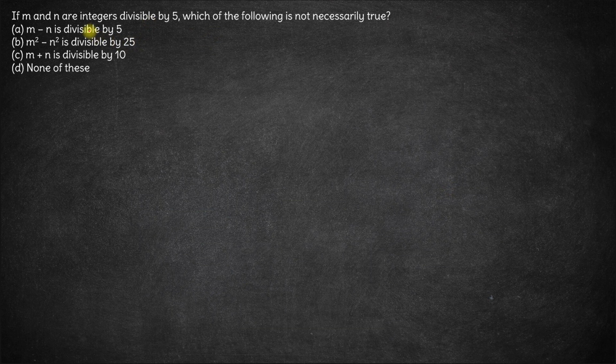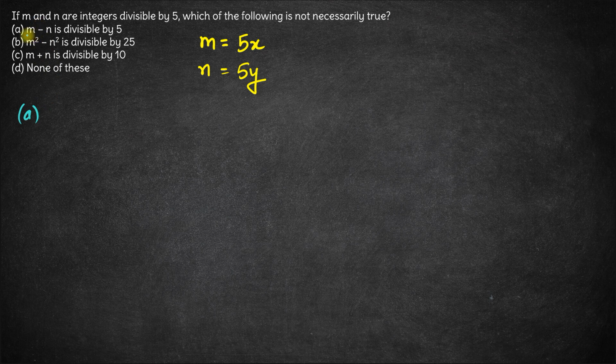Hi. So here in this question, we have M and N are integers which are divisible by 5. Then which of the following is necessarily true? Okay. So if M and N both are divisible by 5, that means both of them are multiples of 5. So let's say M is equal to 5x and N is equal to 5y. Both are multiples of 5.